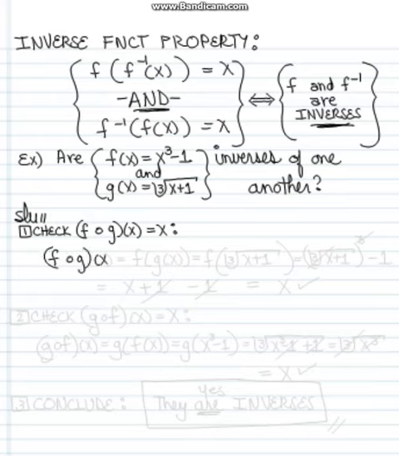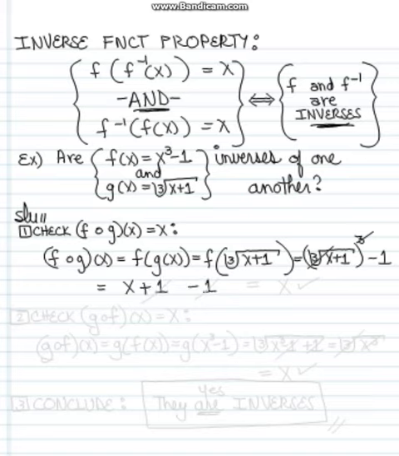Let's evaluate it. This is equal to f of g of x, so it's f of the cube root of x plus 1. Okay, the f function says, whatever you feed me, cube it and subtract 1. So we're going to cube this cube root and then subtract 1 on the outside. The cube and the cube root cancel each other. We get x plus 1 minus 1, which is x. Yes, it worked in that direction.